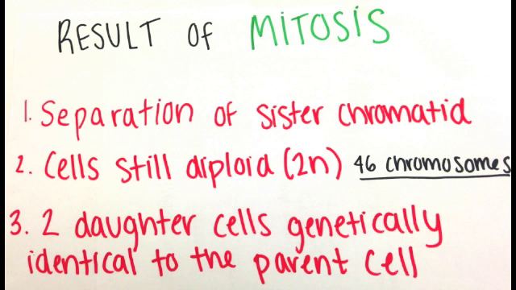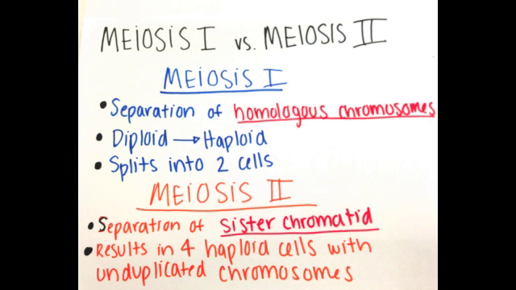The result of mitosis is a separation of sister chromatids to form two diploid cells that are genetically identical to the parent cell. In meiosis I, homologous chromosomes are separated, diploid cells are transformed into haploid cells, and two cells are produced. In meiosis II, sister chromatids are separated, and four haploid cells are produced.